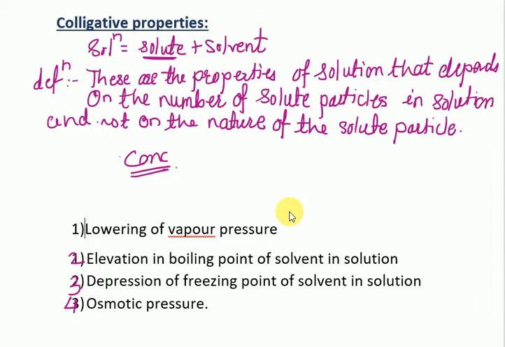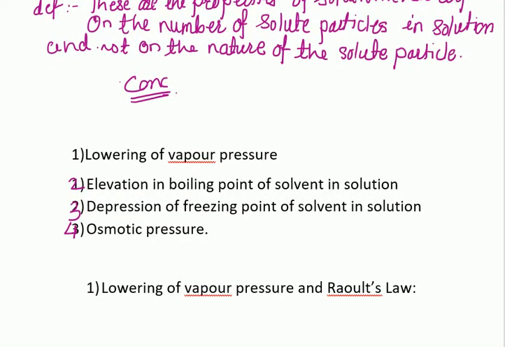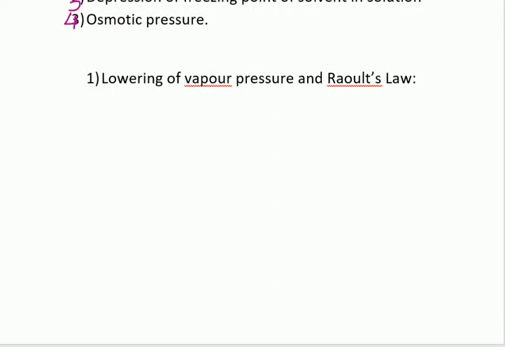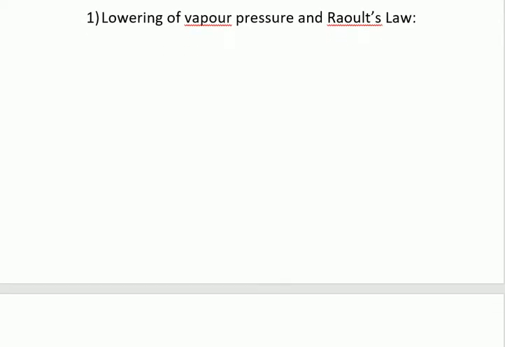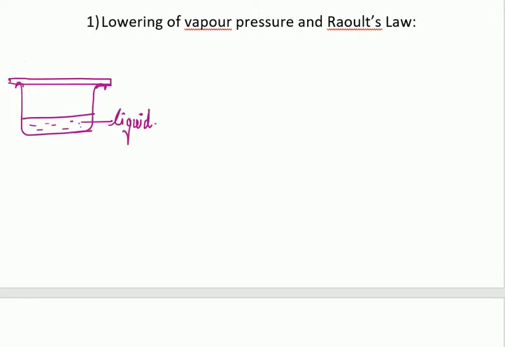Okay, so let us see in detail the lowering of vapor pressure. Lowering of vapor pressure and Raoult's law we will see in detail right now. So what is meant by vapor pressure first? As we know, if we take a liquid in a container, all liquids exhibit the tendency for evaporation. If the intermolecular forces of attraction are weak, the liquids evaporate rapidly and are called volatile liquids. For example, ethyl acetate is the most volatile liquid, then ethyl alcohol and acetone are also volatile liquids.